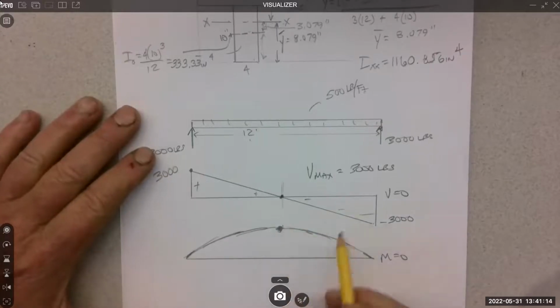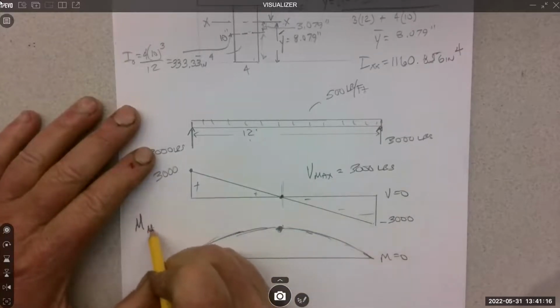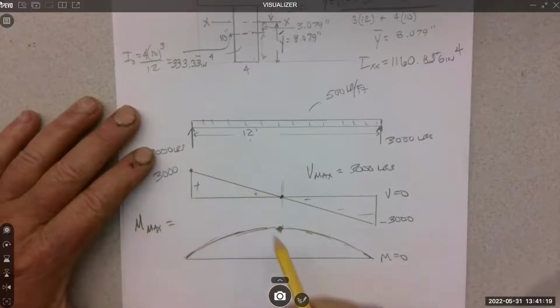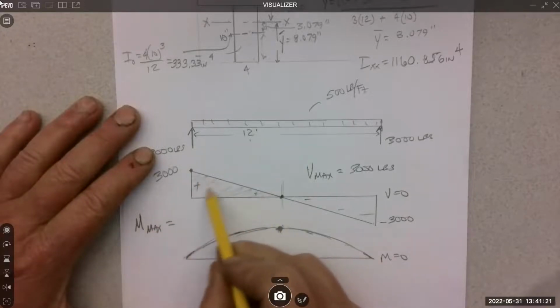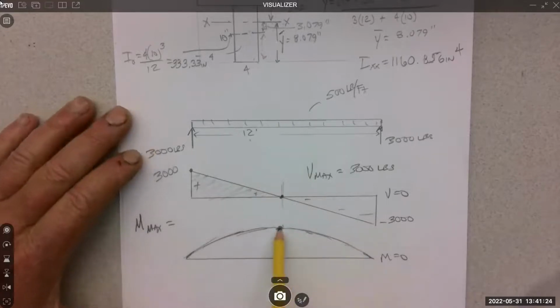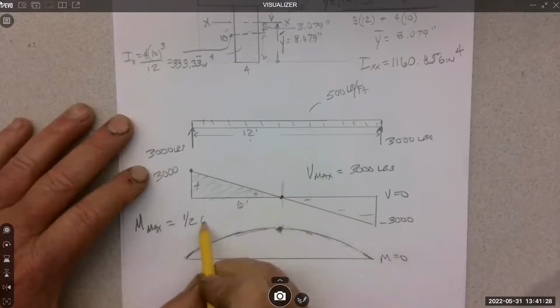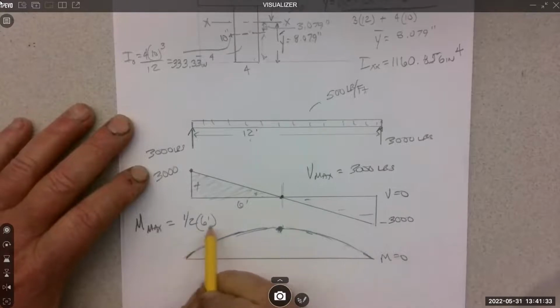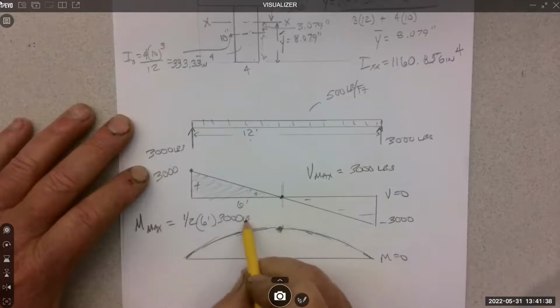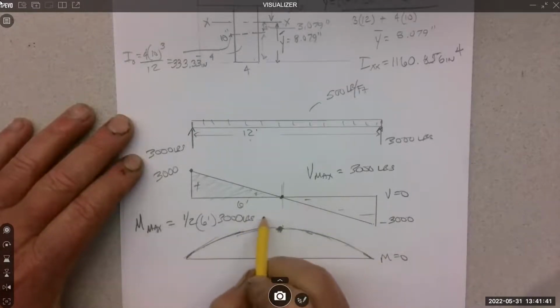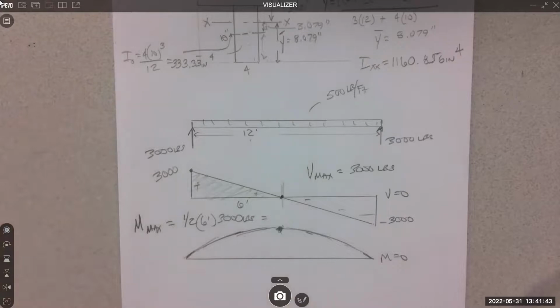So that means M max. I can get that from the shear diagram, the area of the shear. I'll just do that. It's 1/2 the base, which is 6 feet, times the height, which is 3,000. That's going to give it to us in foot-pounds. Should be 9,000.